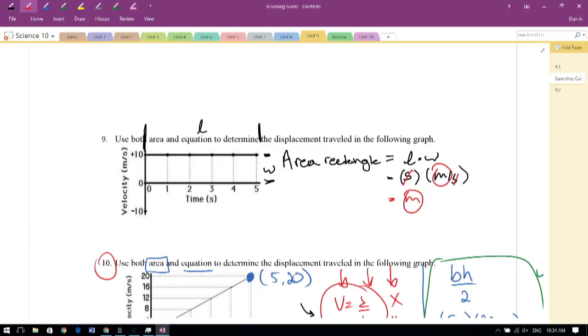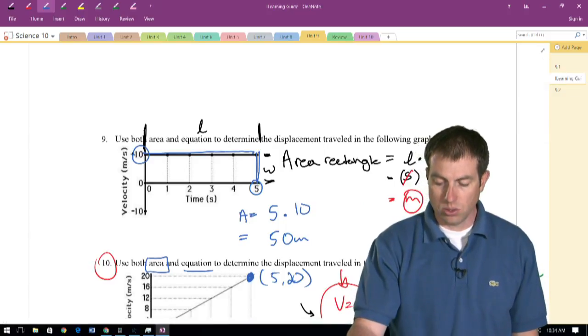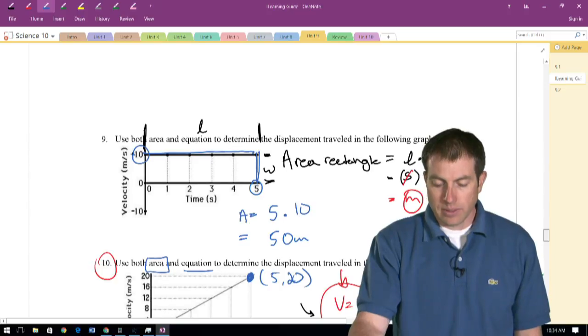So in this particular example, the area is going to be the length of 5 times the width of 10. So this is 5 by 10 equals 50 meters. So I can find out how far an object went by taking the area under a graph. It doesn't come up very often, but it is in the learning guide. The second question, number 10, is the same thing except you have a triangle, so it's base times height divided by 2 to find the area of that.